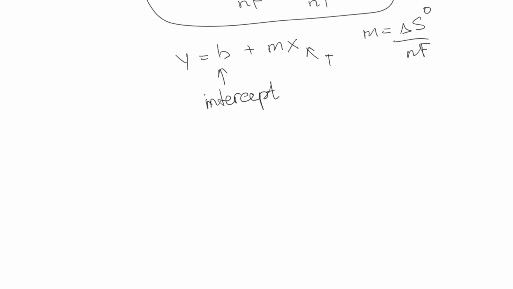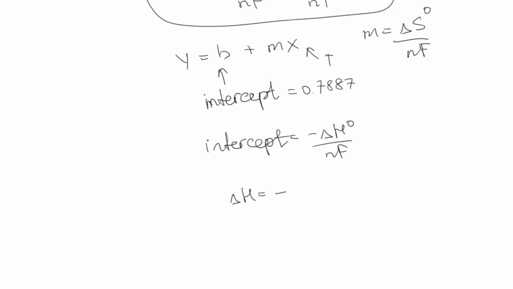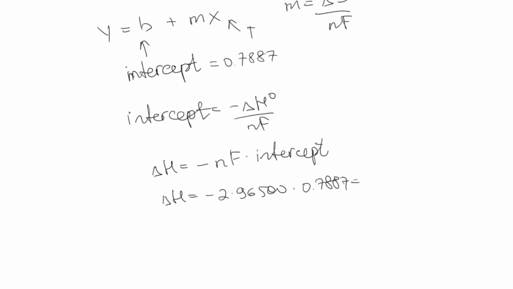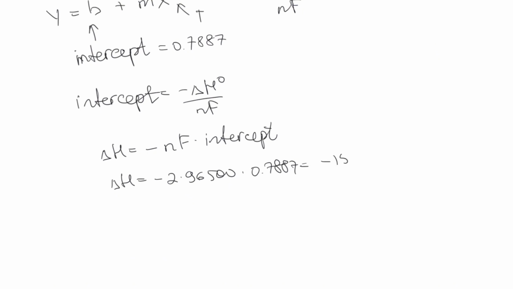If you remember, our intercept was equal to 0.3887. That means the intercept is equal to negative delta H over nF, and delta H is equal to negative nF multiplied by the intercept. So delta H is equal to negative 2 multiplied by Faraday's constant, multiplied by the intercept. And this value is equal to negative 152 kilojoules per mole.